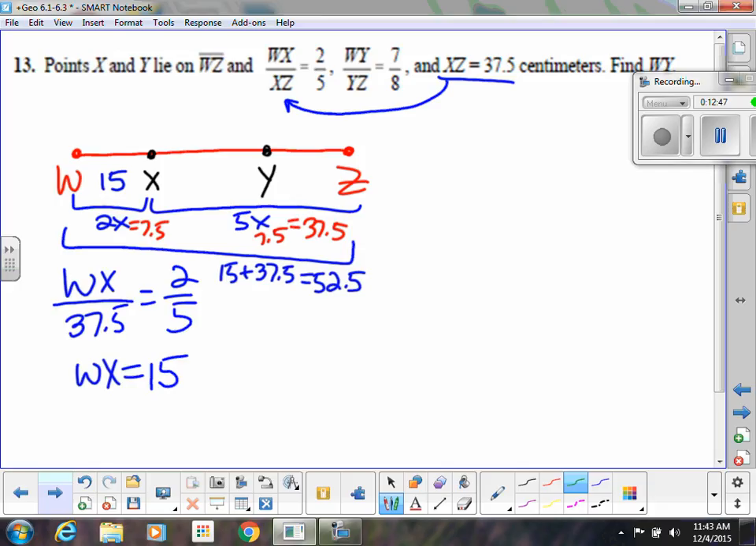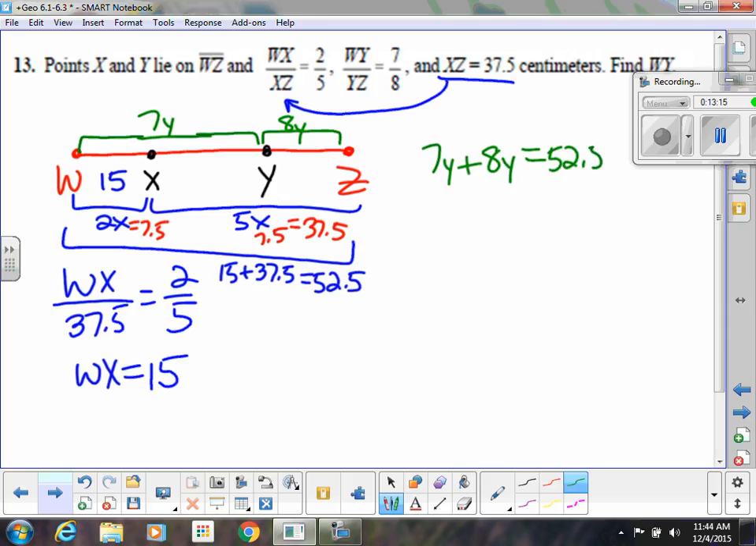I'm going to do that in green. So WY compared to YZ is in a ratio of 7 to 8. I'm going to use a different variable than X. Okay, I'm going to use Y. So 7Y, 8Y. Okay, so we know that 7Y plus 8Y has to total 52.5. So you see how I use the total from here to help me with the total with the Y's. Okay, so I have 15Y equals 52.5. Solve for Y, and I'm going to get 3.5.